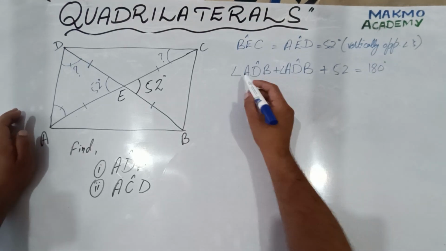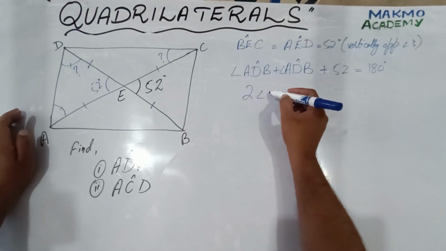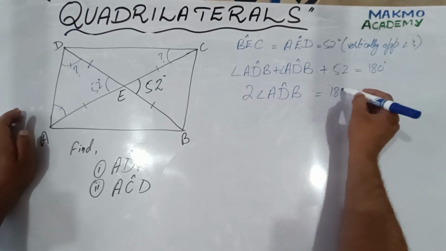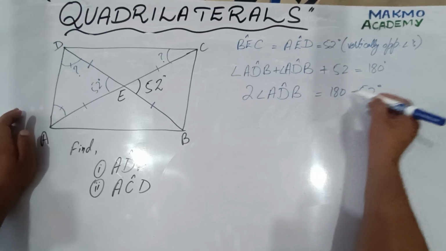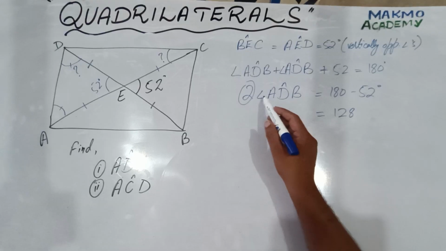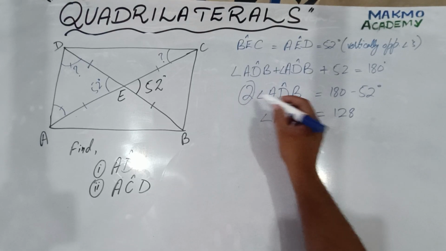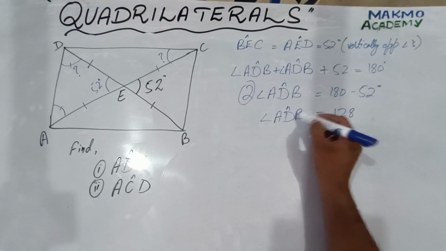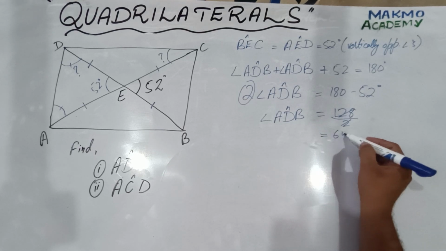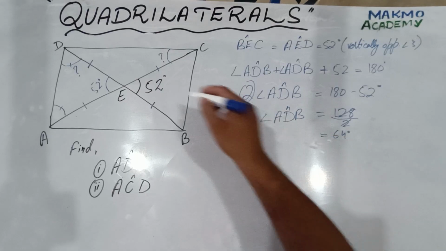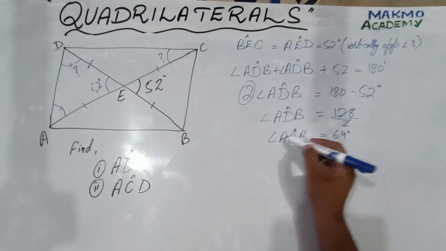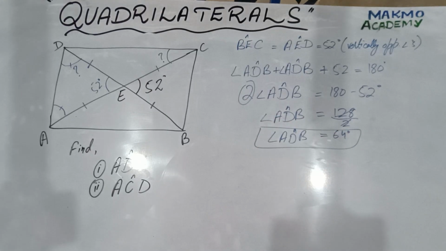So 1 ADB, 2 ADB. We can write 2 angle ADB is equal to 180 minus 52. This gives us 128, and we need to find the size of angle ADB only. So this 2 is multiplying here, so it will go over there and divide. This gives us 64 degrees. It means the size of this angle is 64 degrees. Angle ADB is equal to 64 degrees.